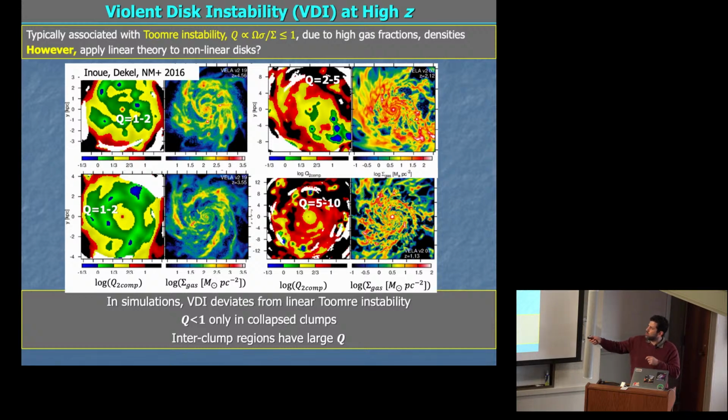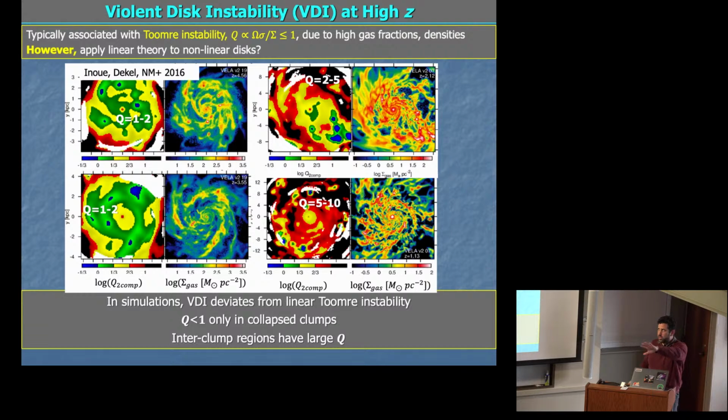I should actually note, sorry, the fact that Q is so small in collapsed clumps is pretty meaningless. Of course Q is small in a collapsed clump, because a clump is a highly nonlinear object with a very high surface density. So of course you're going to drive Q less than 1, but that says nothing about the conditions leading to the formation of clumps.